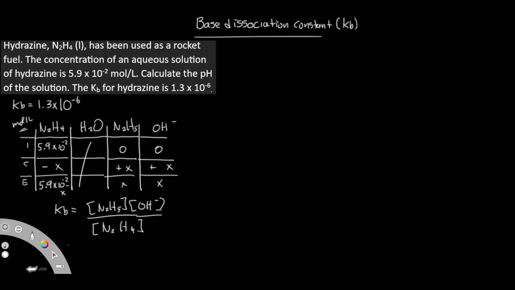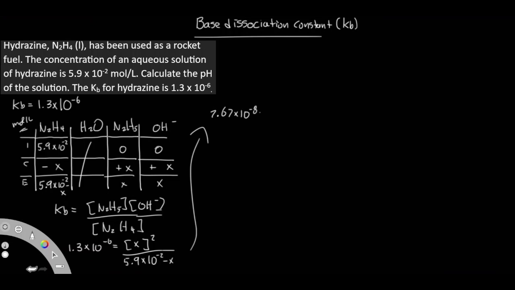So let's plug in our values. Our Kb is 1.3 times 10 to the negative 6, and then our products are just going to be x squared. And then this here just stays the same, 5.9 times 10 to the negative 2 minus x. Let's bring this all up here and expand it. What do we get? I get 7.67 times 10 to the negative 8 minus 1.3 times 10 to the negative 6 x is equal to x squared.